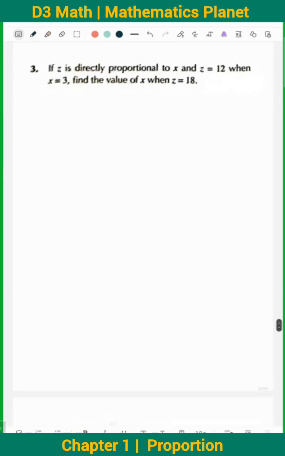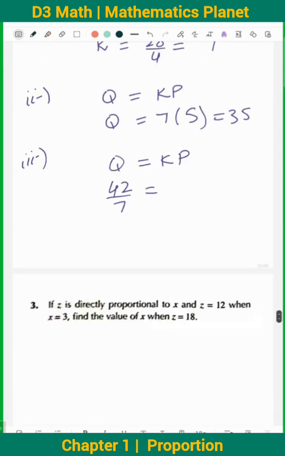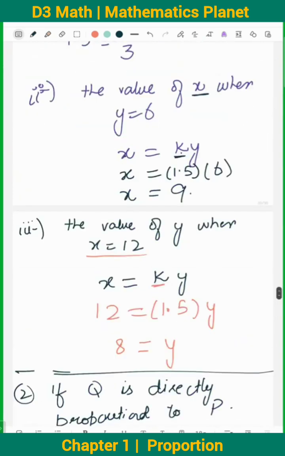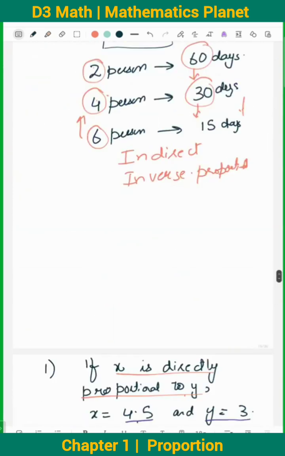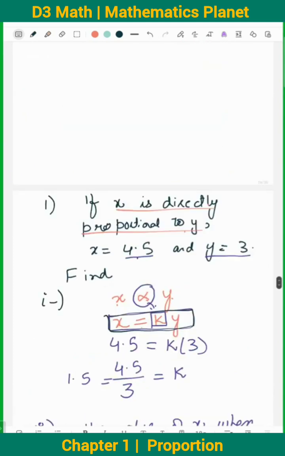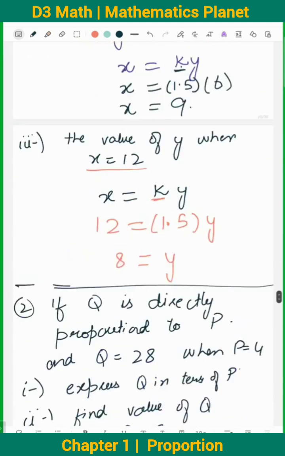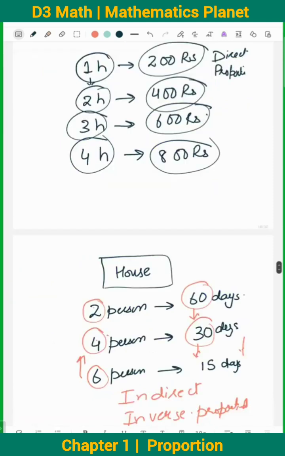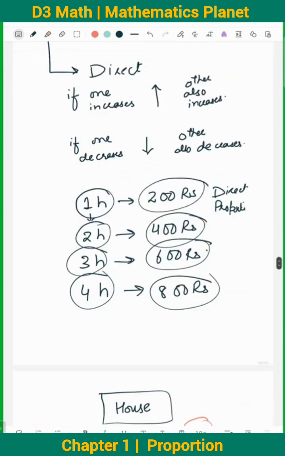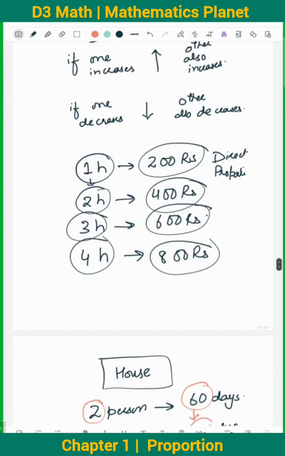Problem. Okay, so we are starting. We were doing our second exercise, I think, and we have to go with the directly proportional questions. So what is directly proportional? Am I audible? Can you hear me clearly? Yes. Okay. So what are direct and inverse proportions?